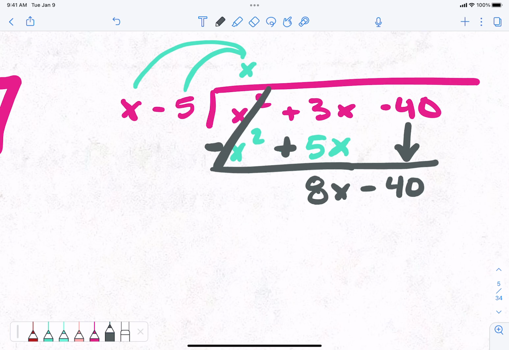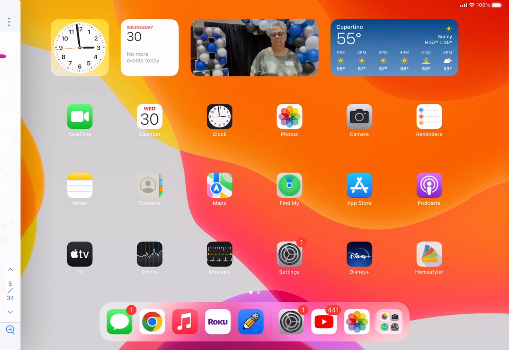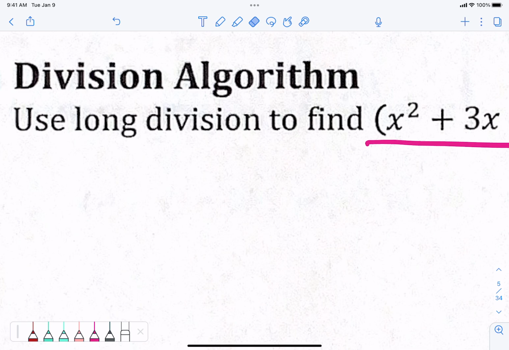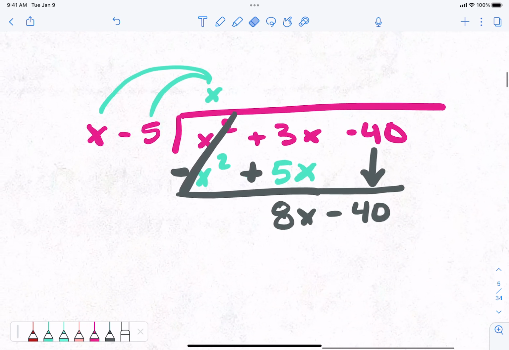Okay, then I start the process over again one more time. Whoa, what just happened? I don't know. I'm trying to hit my eraser. Sorry, guys, I'm making you dizzy. Okay, now I start the process over again.